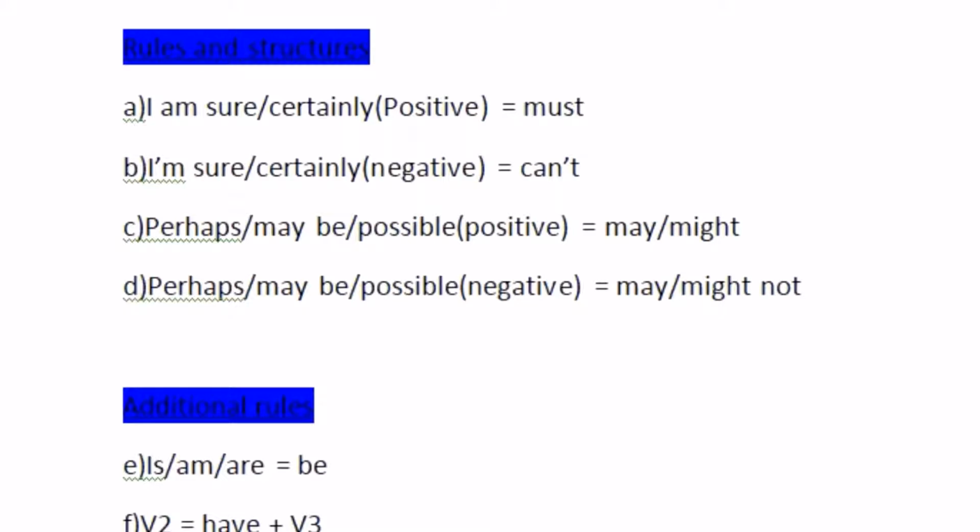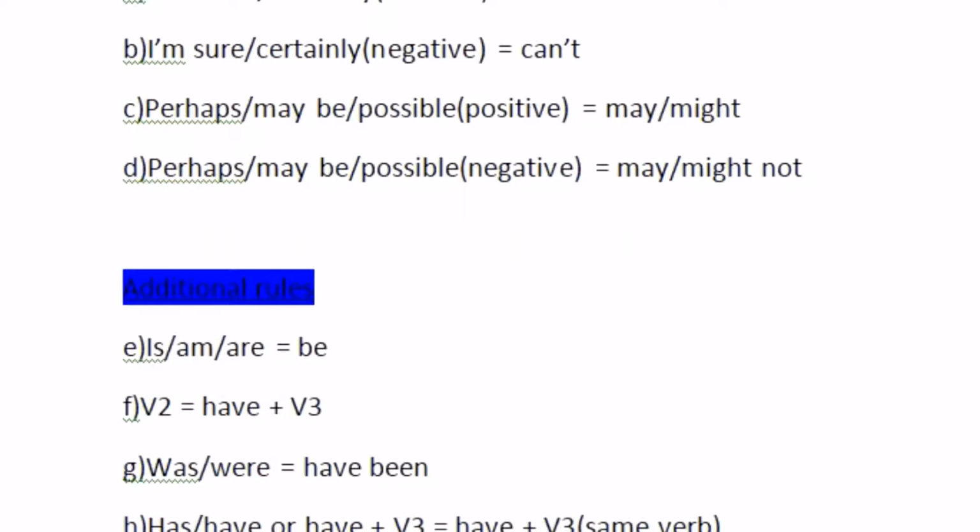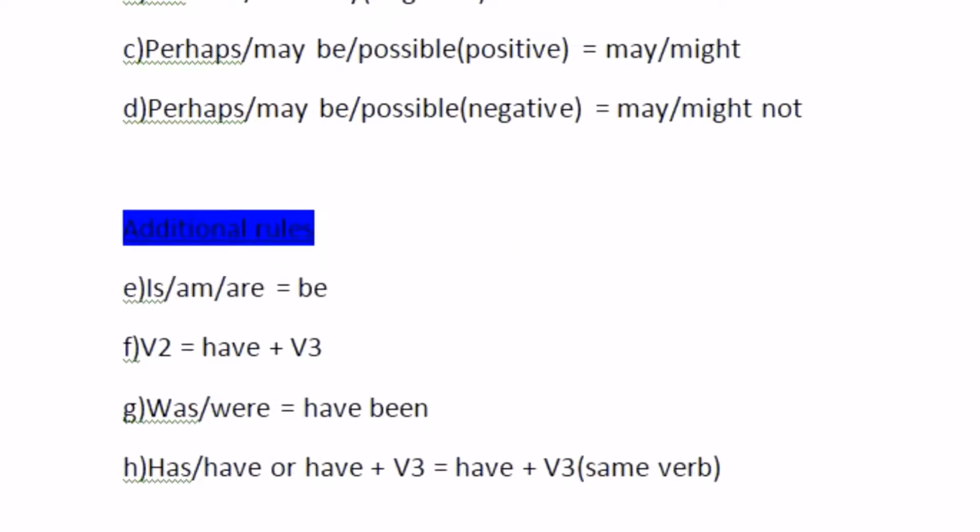And if you see was or were in the sentence, please use have been in the answer there. If you say has, have, or have plus verb 3 in the sentence, please use have plus verb 3, but verb 3 is the same verb. Keep in mind, you have to use the same verb in the sentence. Are you getting me, my dear? Don't go anywhere, don't skip the video. These are important rules.